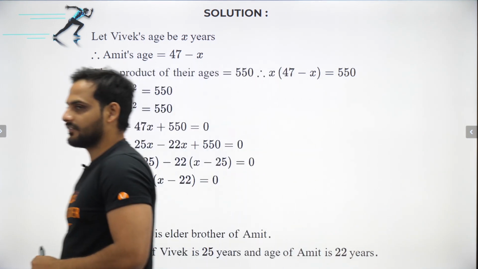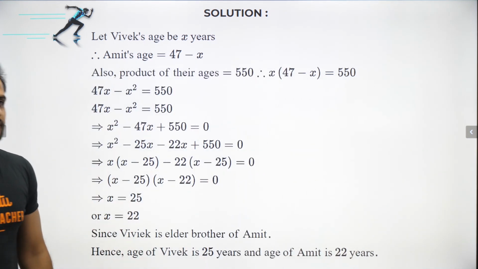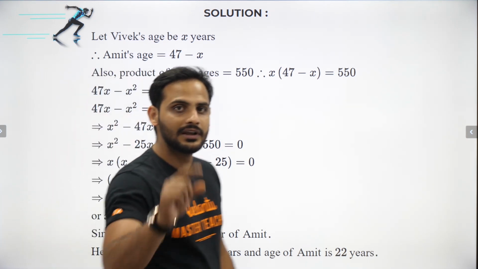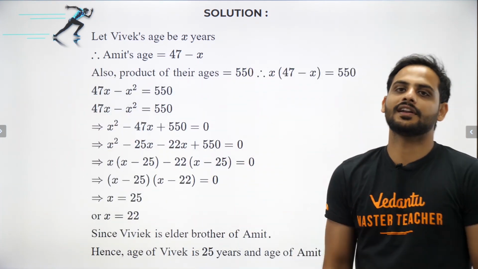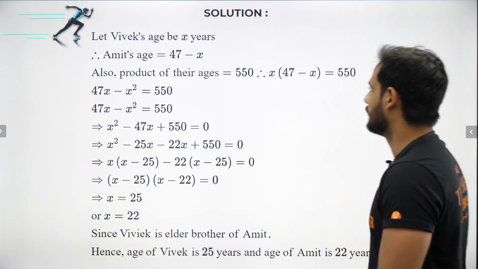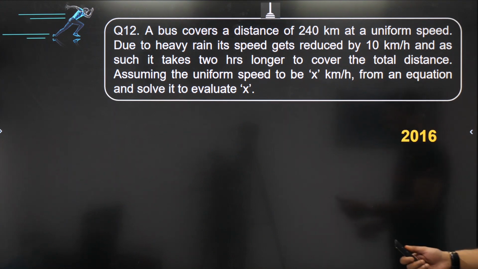Particularly for this question, if they ask how many solutions are possible, you will solve here and say 2 solutions. No, only 1 solution is possible, because the other one does not satisfy the question. Okay, let's move to the next question.